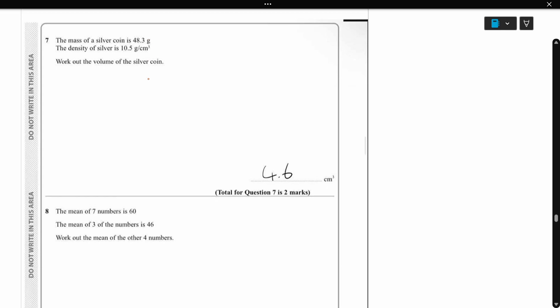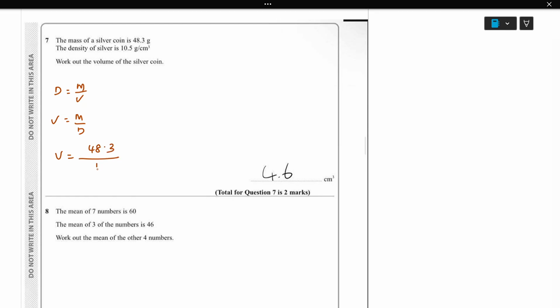Next question 7. The mass of a silver coin is 48.3. The density of the silver is 10.5. What would be the volume of the silver? The formula: density equal to mass over volume. So volume is going to be mass over density. So volume equal to 48.3 over 10.5. The answer is 4.6.